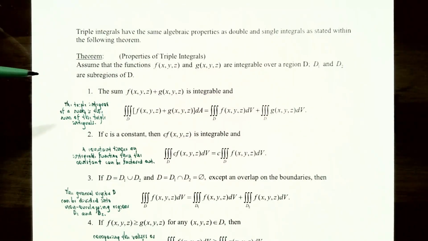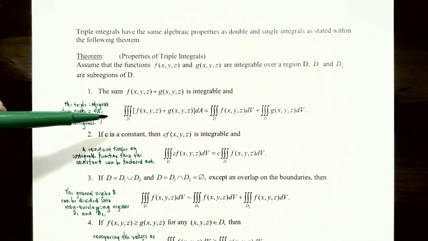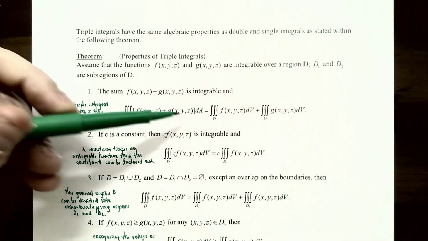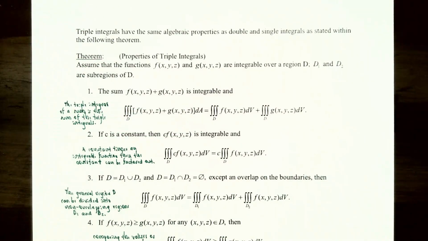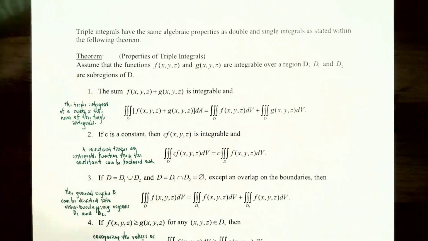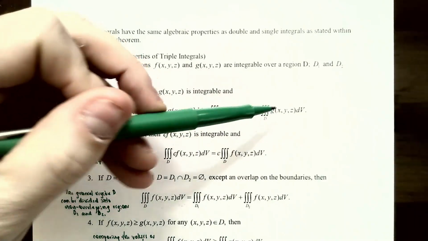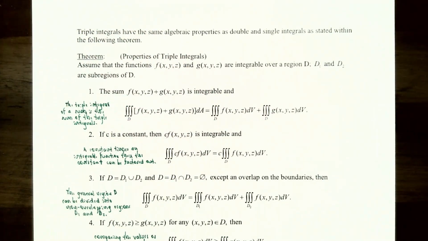Property number 1 says the sum, f of x, y, z plus the function g of x, y, z, this sum function is integrable, and if you want to evaluate a triple integral over the general region D for the sum of the two functions, you can integrate a triple integral for each function, f and the function g, separately. So you can have a triple integral over the same region D for the function f with respect to v, plus a triple integral for the function g over the same region D. And you can just add the values for these triple integrals to find the value of the triple integral for the sum function.